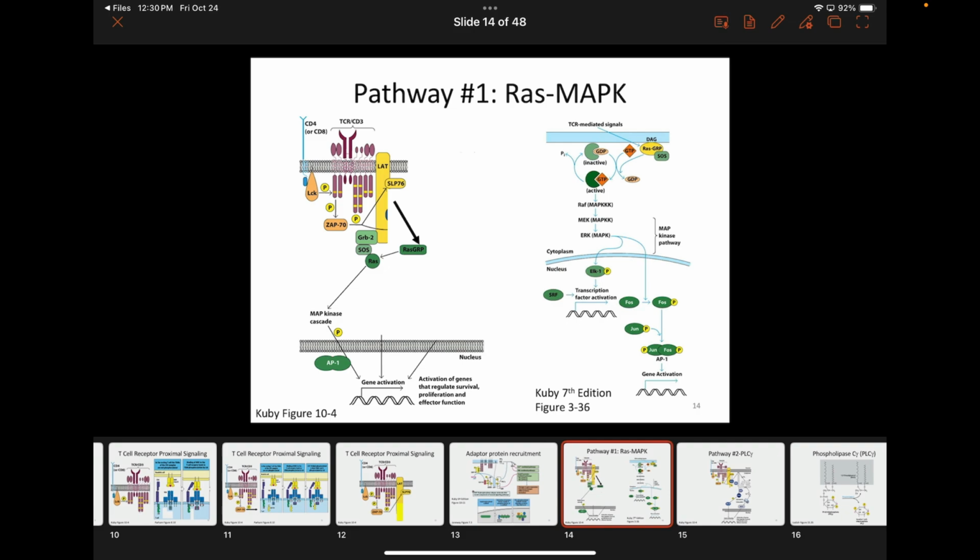And so the specific MAP kinase kinase kinase in this situation that we care a lot about is called RAF. This specific MAP kinase kinase that we care about in this situation is called MEK. And one of the MAP kinases that we care about in this situation is called ERK. And so in reality, in immunology, immunologists very often think about RAS, then RAF, then MEK, then ERK.